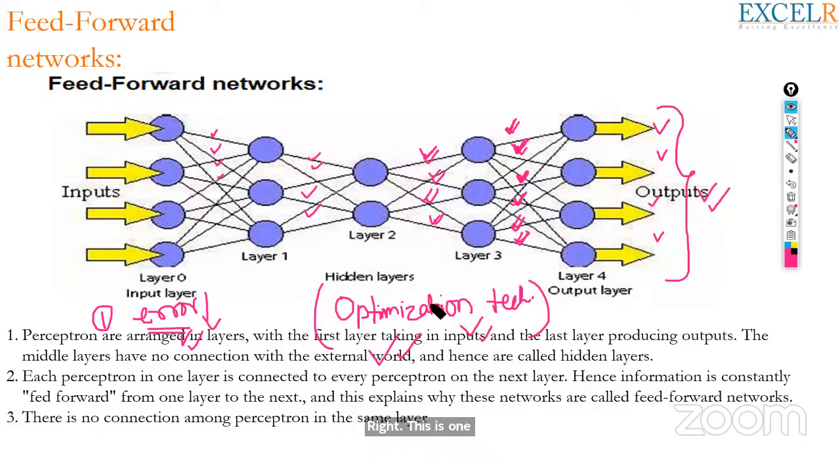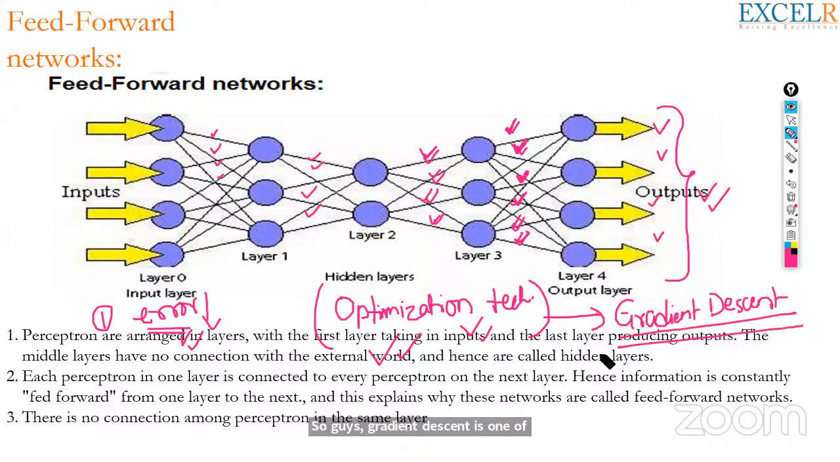Now, the most commonly used optimization technique is gradient descent. So guys, gradient descent is one of the most commonly used optimization techniques in neural networks, right? There are a lot of other optimization techniques, but let's consider this particular one because it's the most commonly used. We have some advanced forms of gradient descent and some other modified forms. Anyways, so this is one thing.